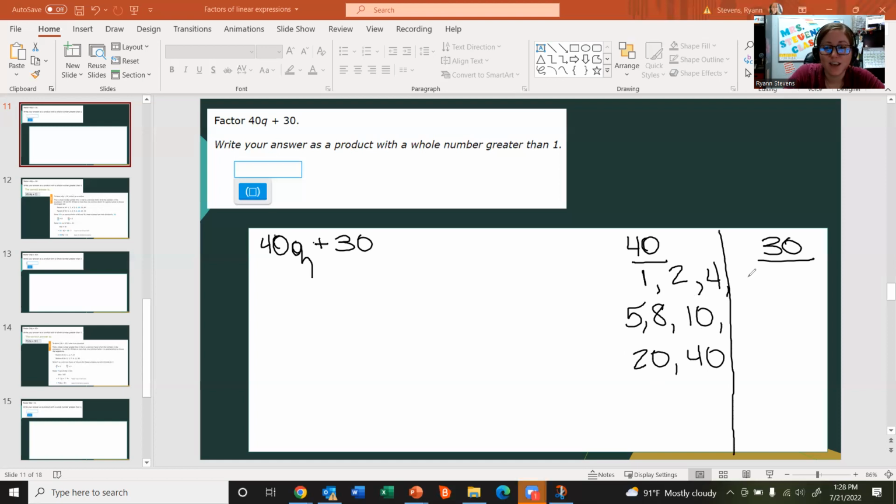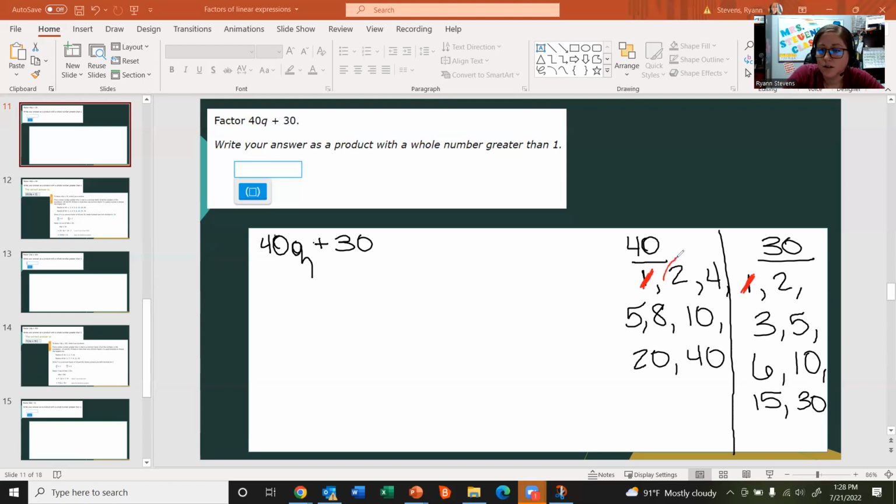So factors of 30, again, we can do 1. We can do 2 times 15, 3 times 10, 5 times 6, 5 times 6 again, 10 times 3, 15 times 2, and then 30 times 1. Then we just want to go back through and compare. It has to be greater than 1, so that eliminates 1 right away.